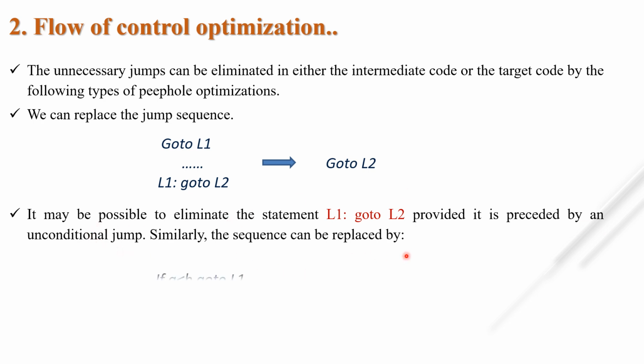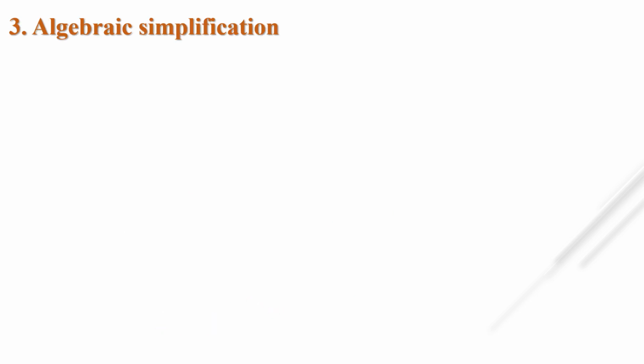Similarly, suppose there is a sequence, if A is less than B, go to L1, and L1 says go to L2. So this can be replaced by, if A is less than B, go to directly L2 instead of go to L1 and then go to L2.